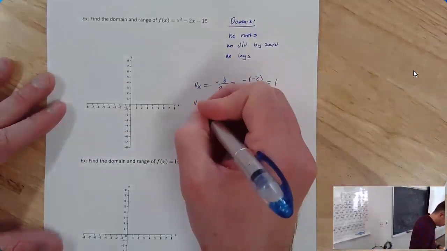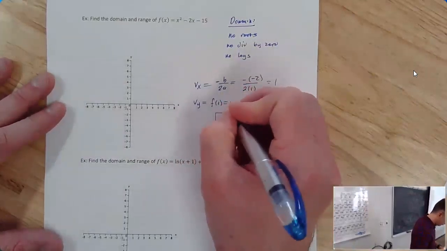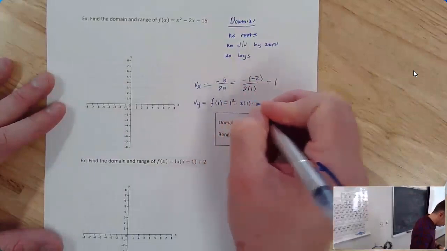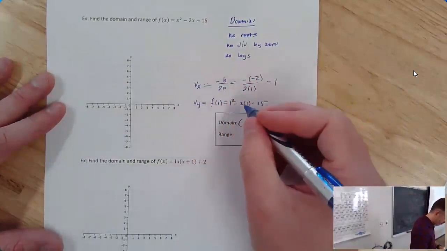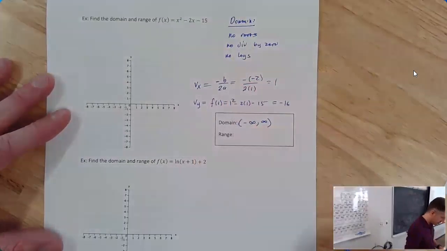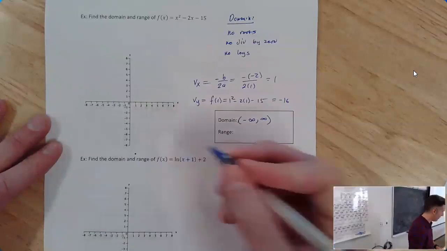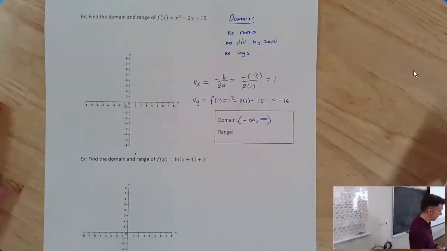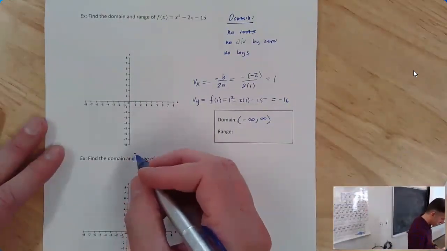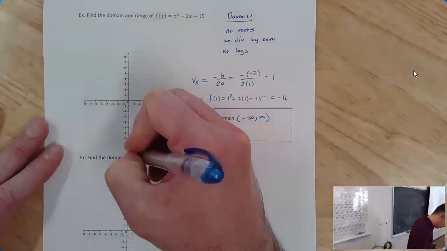The y coordinate of the vertex is, let's see, plug in 1. F of 1 is 1 squared minus 2 times 1 minus 15, which is 1 minus 2, which is negative 1, minus 15, which is negative 16. So way down here at negative 16, right? My graph's not even here. Clearly, I wasn't planning on graphing this. But way down here at (1, negative 16), that's the bottom of my parabola, and then it just opens upwards.